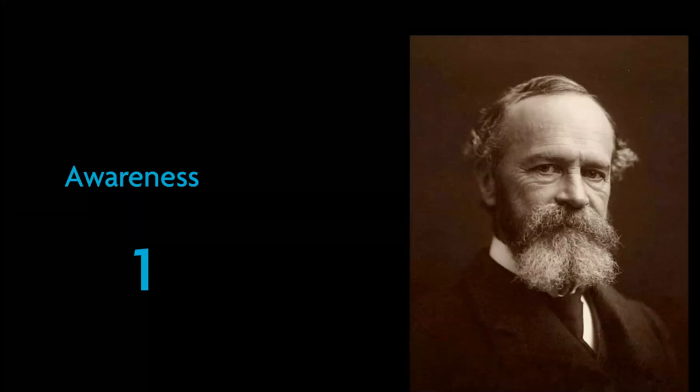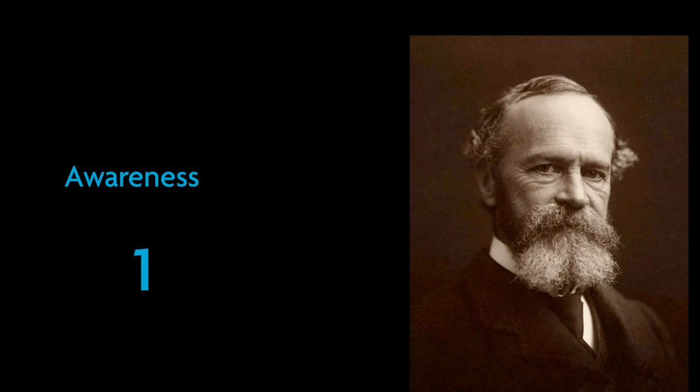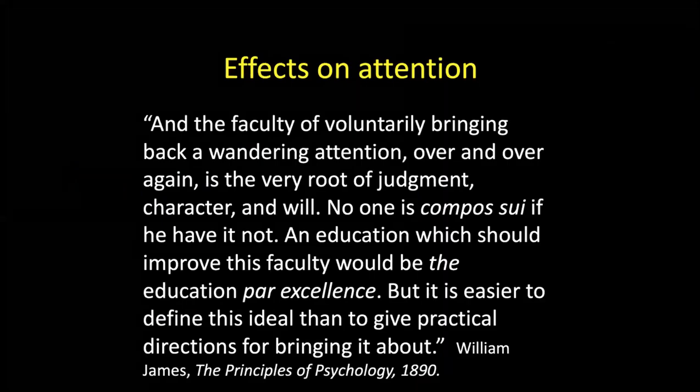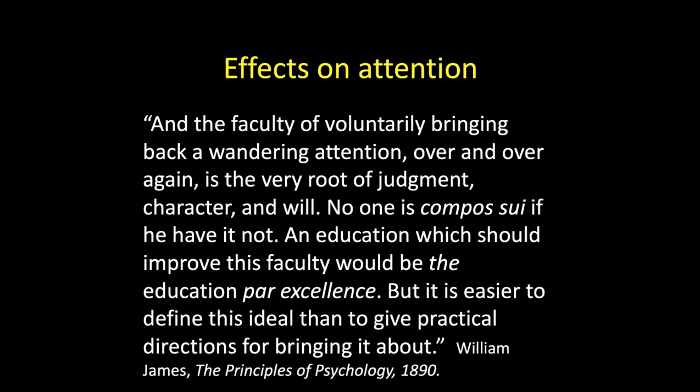For awareness, I'm showing here a picture of William James, the great psychologist and philosopher. William James wrote a two-volume tome in 1890, and in that book, he has a whole chapter on attention, and he said in that chapter, the faculty of voluntarily bringing back a wandering attention over and over again is the very root of judgment, character, and will. No one is compos sui if he have it not. An education which should improve this faculty would be the education par excellence, but it is easier to define this ideal than to give practical directions for bringing it about.